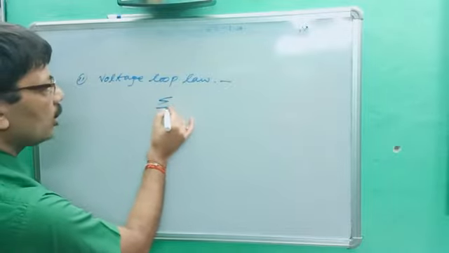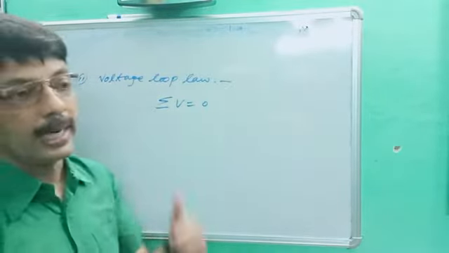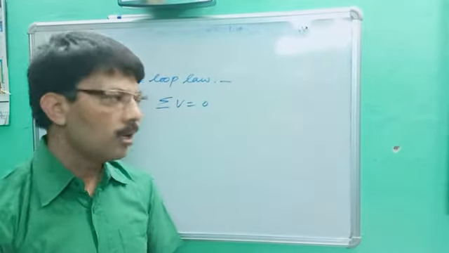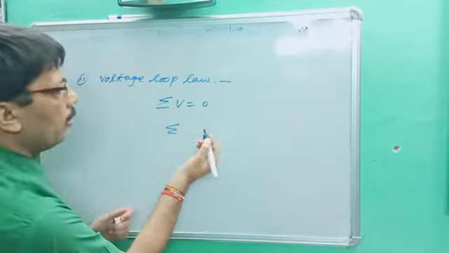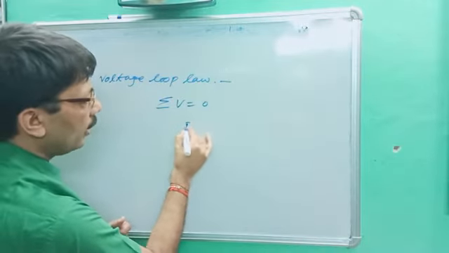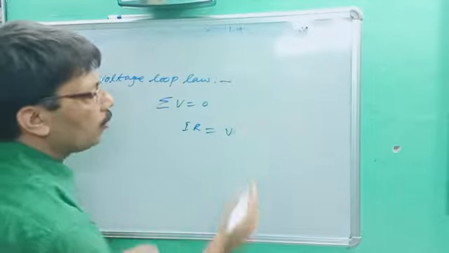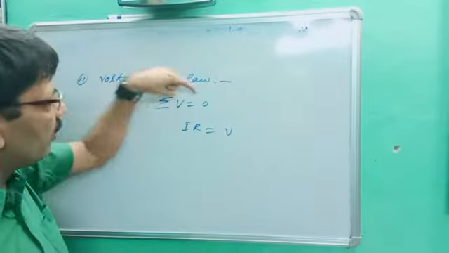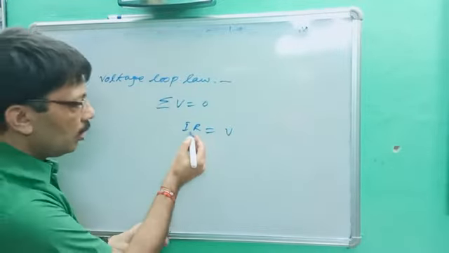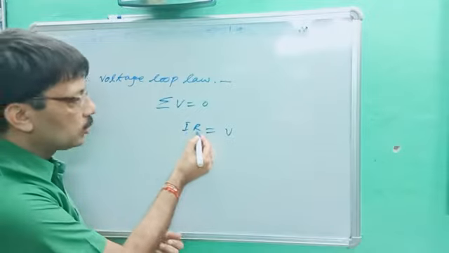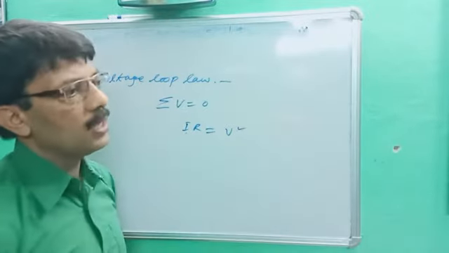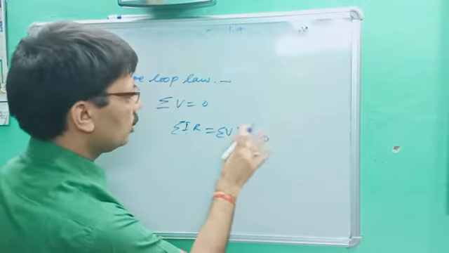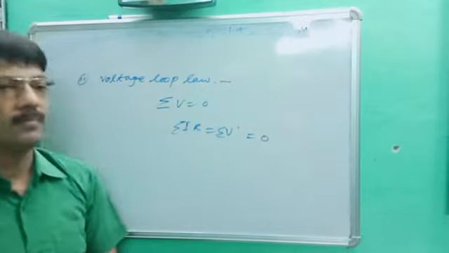According to this, summation of voltage is equal to 0. That was summation of current is equal to 0. This is summation of voltage is equal to 0. Or the multiplication of flowing current and corresponding resistance will be equal to the voltage. That is simply Ohm's law. Once again, we can define it in two ways: summation of V is equal to 0, or the multiplication of flowing current and corresponding resistance will be equal to the total potential, summation of Ri. Summation of V is equal to what? 0. This is called the voltage loop law.